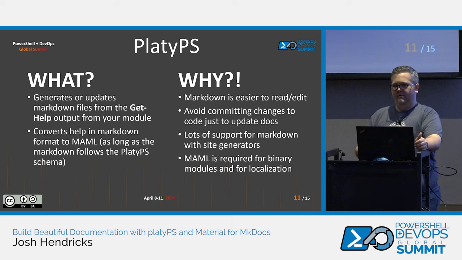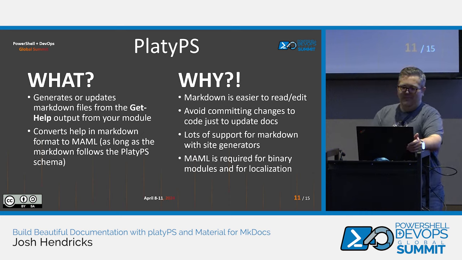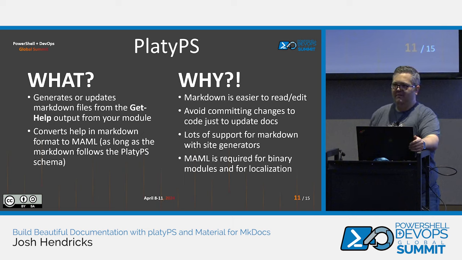And then from there, you can edit your documentation in plain text. And then the next step would be to convert that into a MAML file, which I just now realize there's a connection between platyPS and MAML. So it'll convert that into MAML, which is some really obtuse looking XML that you don't want to write by hand. And the value of bothering with generating that MAML file is that if you are writing a binary module, so instead of writing a script module, you're writing something in C#, that's the only option. You need a MAML file.